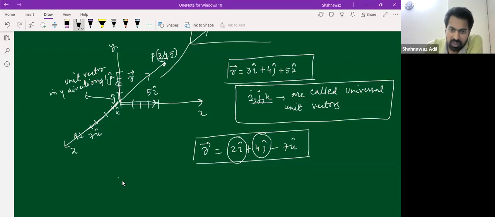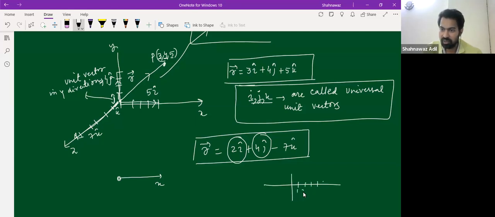So let's say that this is your x direction. What is the minus of x direction? Just remember the coordinates. You write it like this: 1, 2, 3, 4. And how do you write this one? This is minus 1, minus 2, minus 3. Right, so this is called the minus x direction, the direction opposite to this x direction.